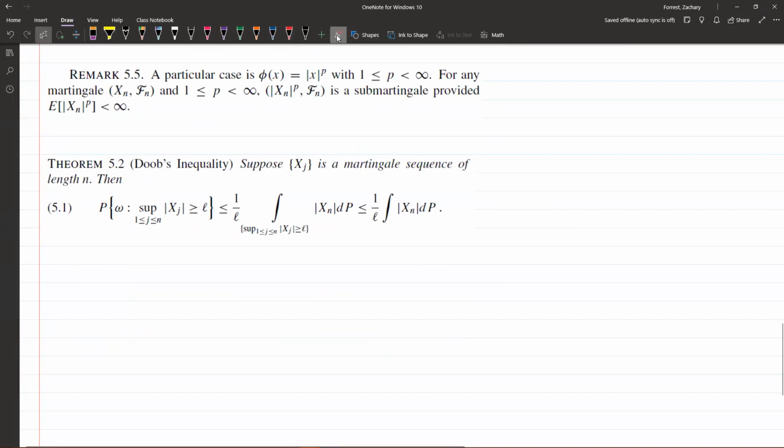So proof, and let me double check my notes just to make sure I don't lead you guys astray, because that's the last thing I want to do.